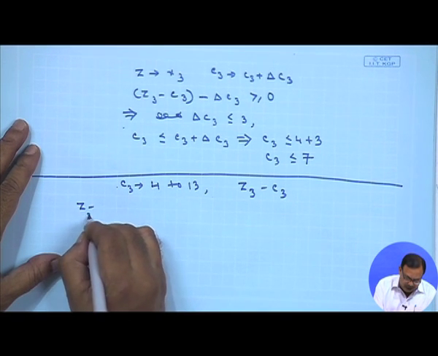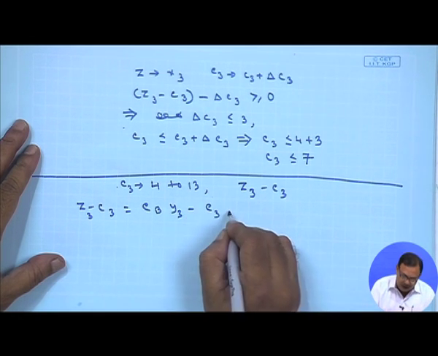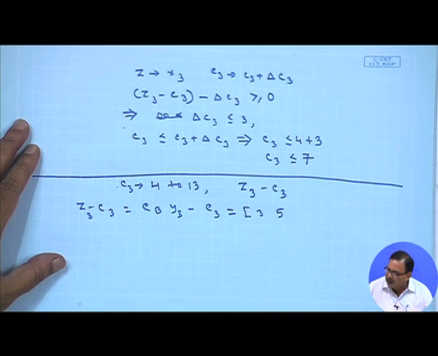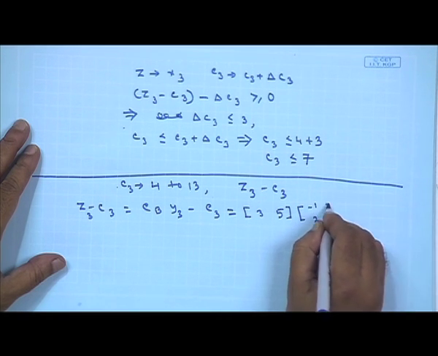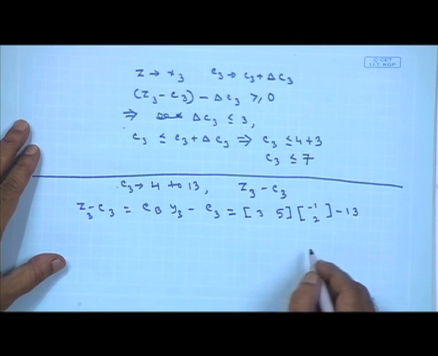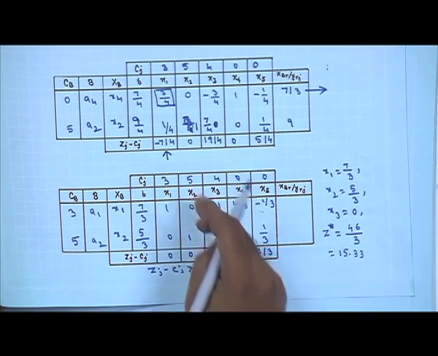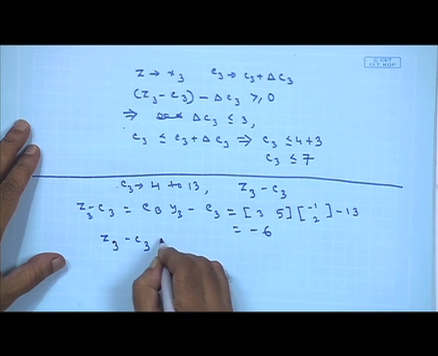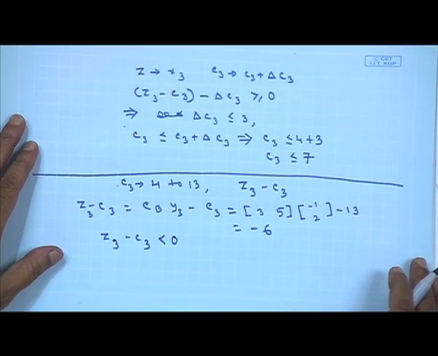What is your Z3 minus C3? Z3 minus C3 is nothing but CB Y3 minus C3, and CB is 3, 5. This I can obtain from this one, CB and Y3 is minus 1, 2, minus 13. If I calculate, this value is this one. Effectively, I am doing from this: Zj minus Cj is nothing but CB Yj minus Cj. So, Z3 minus C3 is less than 0. So, the current optimal solution will not remain optimum.